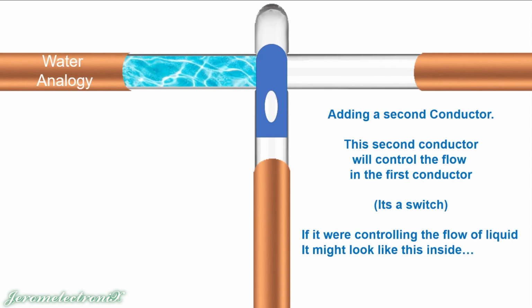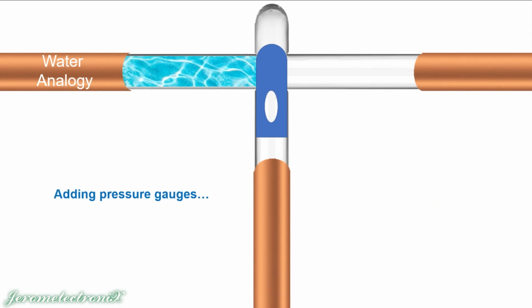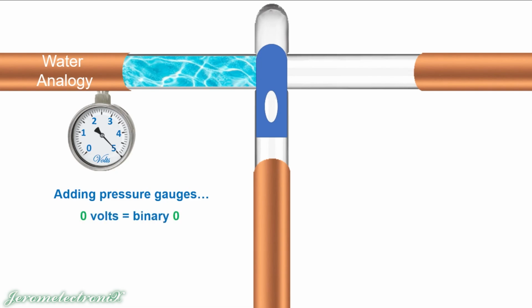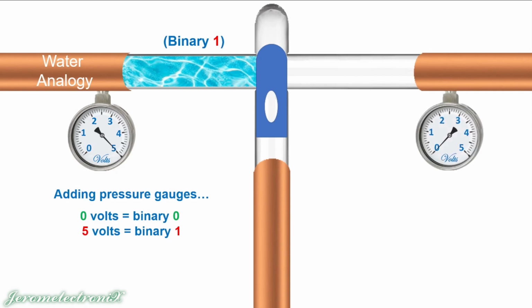Now what I'm going to do is add some pressure gauges. Now pressure gauges are going to be voltage gauges in this case, and this one happens to be 5 volts because it's pressurized. When we say 5 volts, 0 volts, well, 0 volts equals a binary 0 and 5 volts equals a binary 1. So on this side of the pipe is a binary 1. On this side, adding the pressure gauge, there is no pressure here, so it is still at 0 volts pressure.